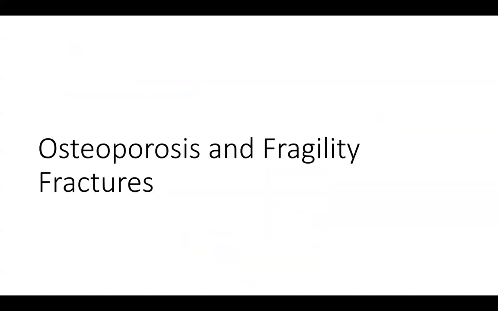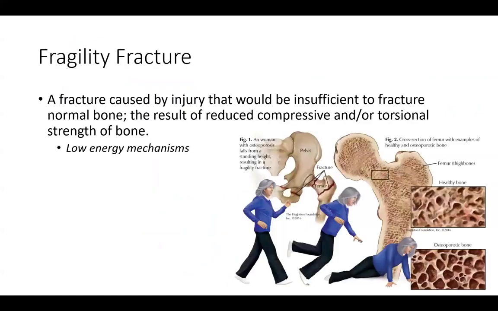So let's go ahead and get into osteoporosis and fragility fractures. Let's define a fragility fracture. This is a fracture caused by an injury that would be insufficient to fracture normal bone, thinking low energy mechanisms. But keep in mind that mechanisms can be deceptive. Just because the energy of the mechanism is high does not mean that it's not a fragility fracture. They could have also fallen and sustained the same injury. Just because they were in a car accident doesn't mean they wouldn't have hurt themselves falling from ground level. We'll get into this a little bit later, but keep it in mind.